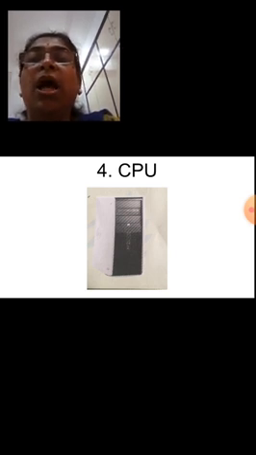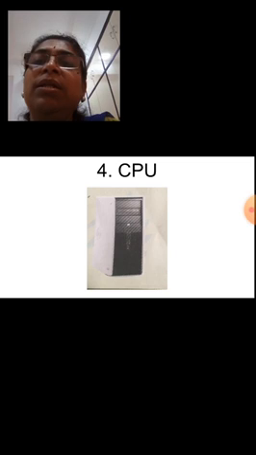The full form of CPU is Central Processing Unit. Now what does it mean? The data or the information which we give through the keyboard or mouse goes to the CPU. Inside the CPU, it does the calculation, it does the process. After completing that process, it gives the output to the output device, that is our monitor, and the result is displayed on the monitor.